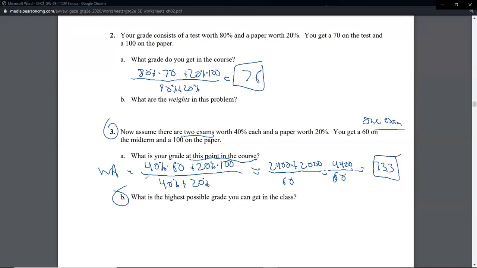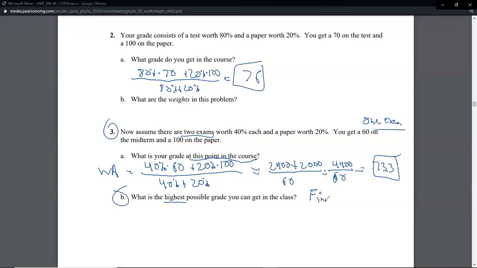So what we're saying is for part B, all the stuff in part A is still in effect. We still have the 60 on the midterm. We still have 100 on the paper. But now we got to say, based on whatever grade on the final exam, what's the highest grade we can get? Well, if you want this to be as high as possible, and this is drastically different from that example you saw in my notes earlier, what do you want to earn on the final?